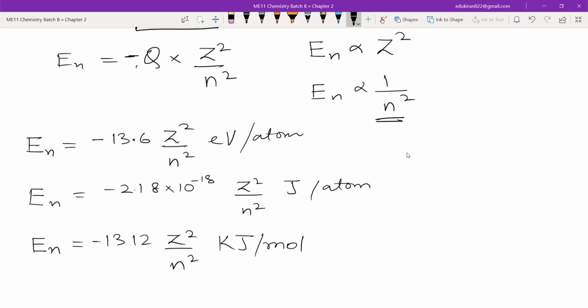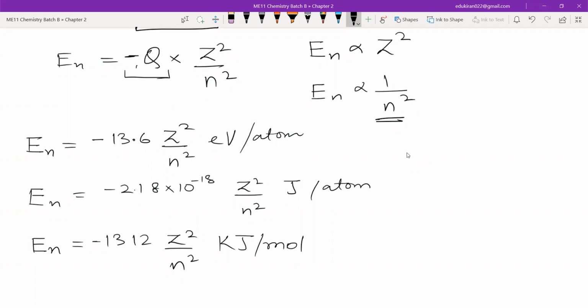Okay, so what I have done, I have put the constant. If you are calculating in terms of electron volts per atom, then this is the formula. For joules per atom, this is the expression, and for kilojoule per mole, this is the expression. If you remember this, it will help you.